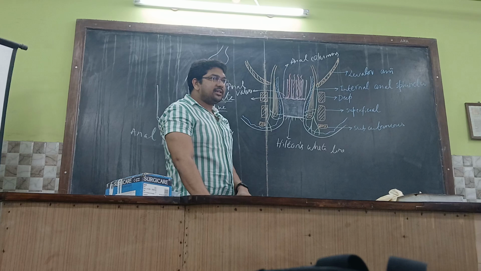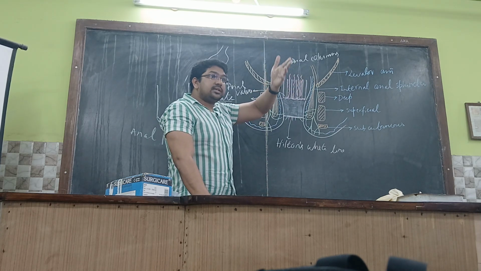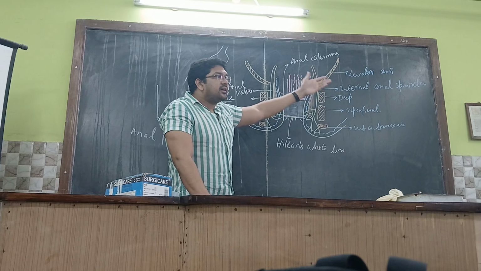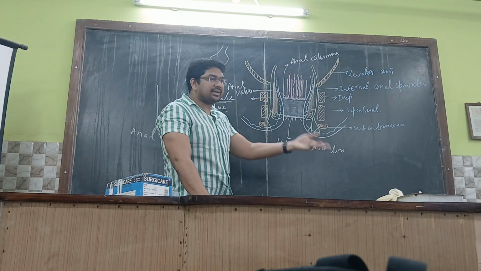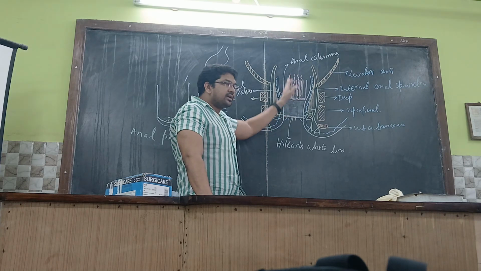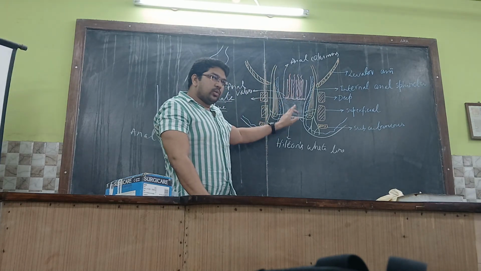Above it will be supplied by the superior rectal artery, which is a branch of what is it? Inferior mesenteric, that continues as superior rectal artery. Absolutely. Okay, inferior mesenteric artery continues as the superior rectal artery. Okay, fine.